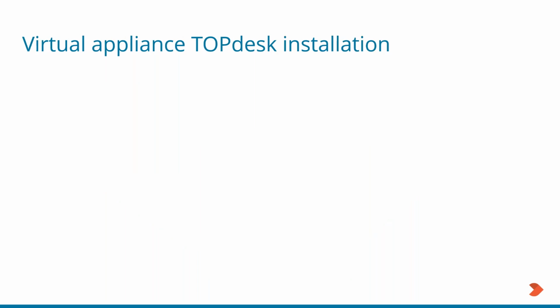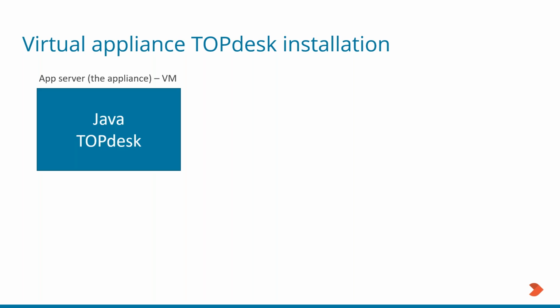So let's contrast this a little bit then with a virtual appliance installation and see what some of the key differences are. So the first thing to bear in mind is with the application server. So with the virtual appliance, we give you a pre-configured image of a virtual machine, which functions as the new application server, which is this blue box here. The main difference here is that because we have pre-configured this image for you, the installation already comes with the correct version of Java and the correct version of TOPdesk on it.